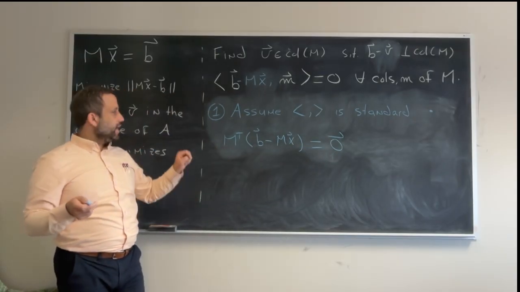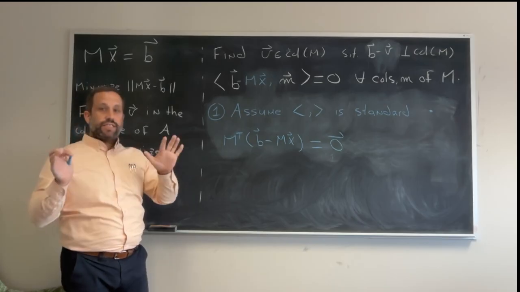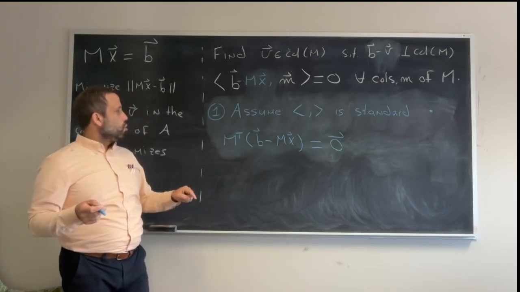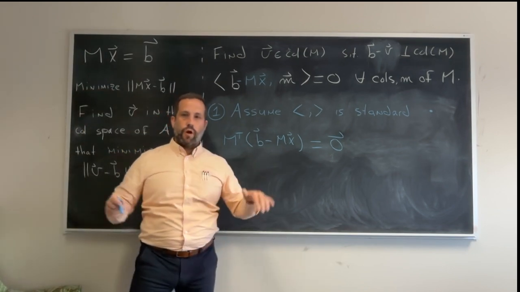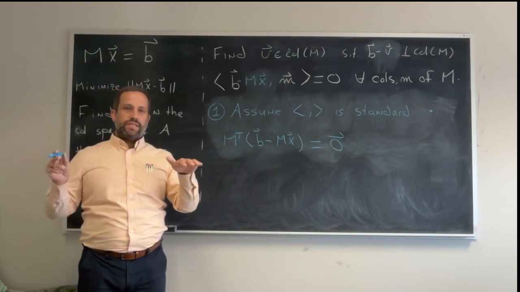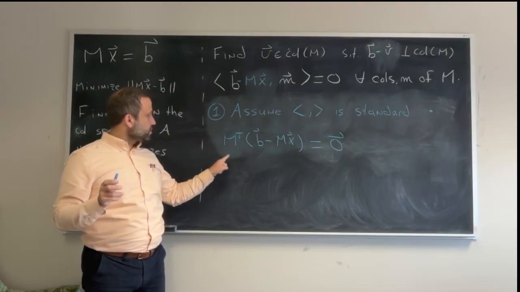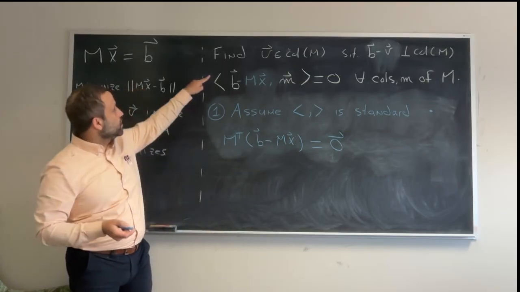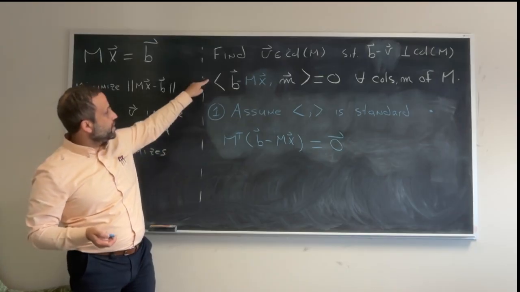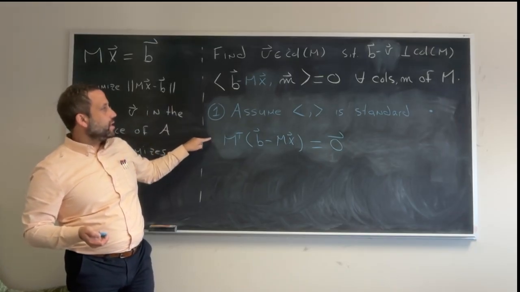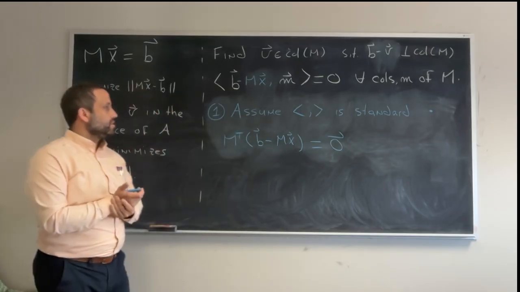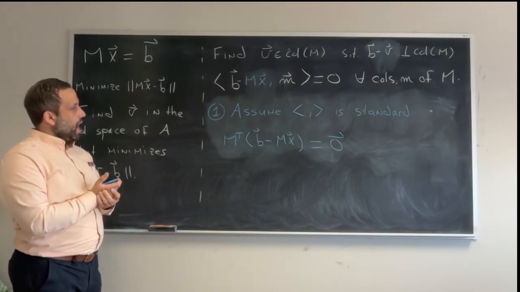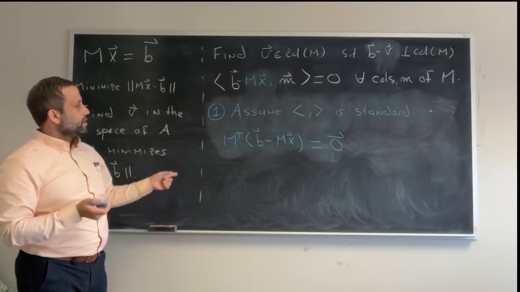So what I just said is that the dot product of B minus MX with the first column of M is equal to 0. We go to the second entry. This says that the dot product of the second column of M with this vector is equal to 0, and so on and so forth. So this statement is equivalent to this statement under the assumption that we're dealing with a standard inner product. Okay. And if we're dealing with the standard inner product, then we have this.